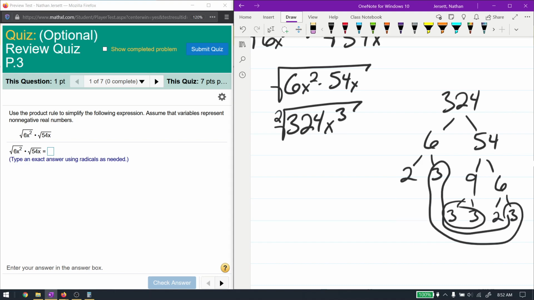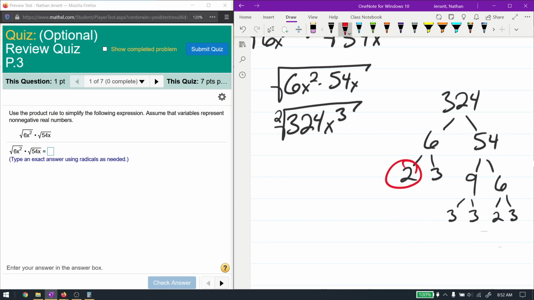What I should actually do instead is draw in different colors. We have a pair of 2's, a pair of 3's, and another pair of 3's. Now, each pair means that a single number goes on the outside. So 2 goes on the outside, a 3 goes on the outside, and a 3 goes on the outside. And since we used up all of the prime numbers, there's no number left on the inside.